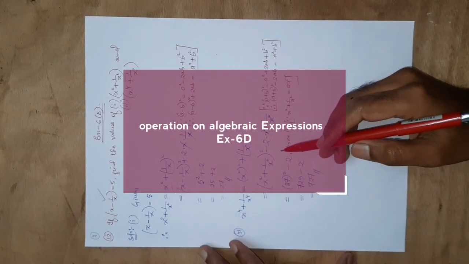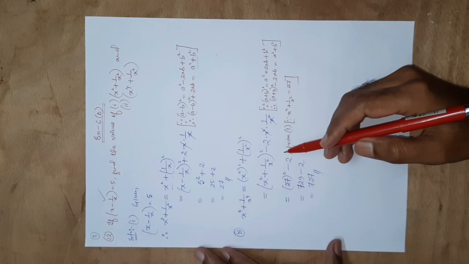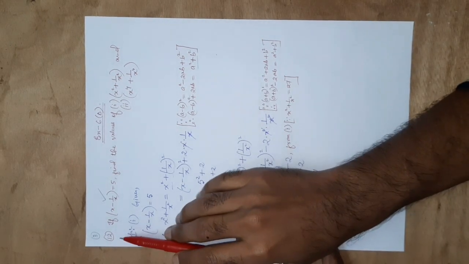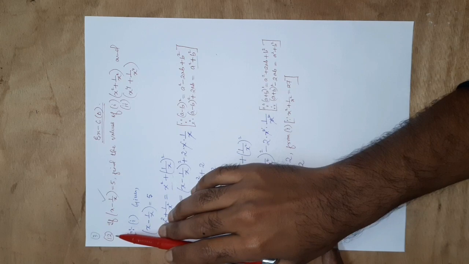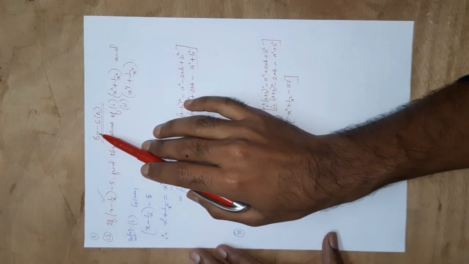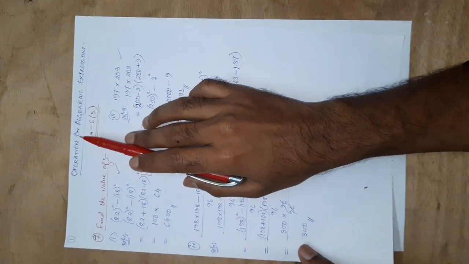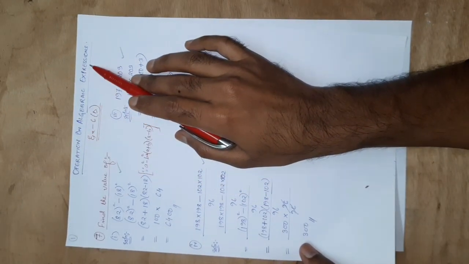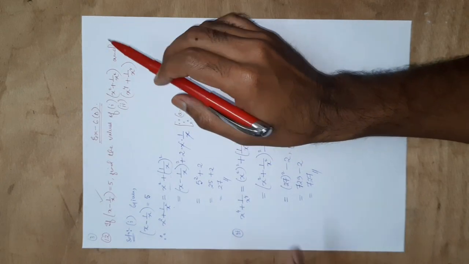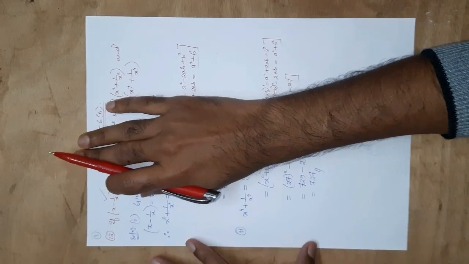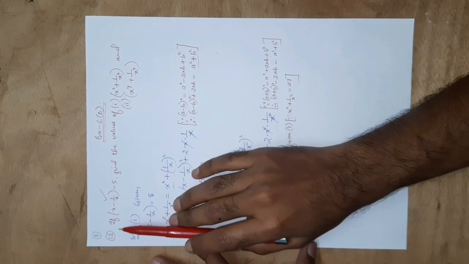Today in this video I'll be discussing with you all solutions of problem number 12 from exercise 6D from chapter 6, that is operation on algebraic expressions. All right, so let's see what is the problem. Here the problem is number 12.